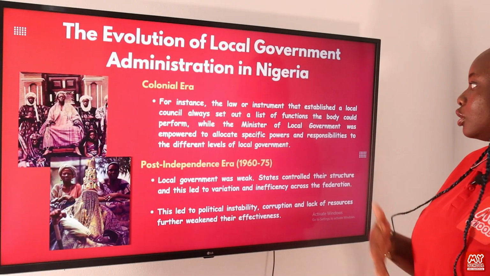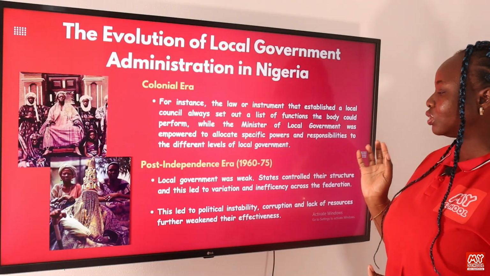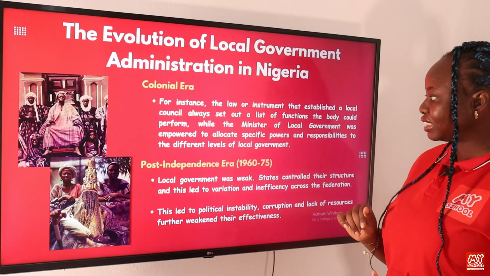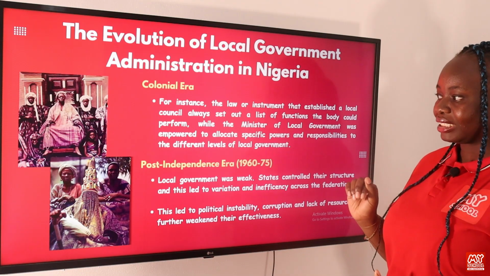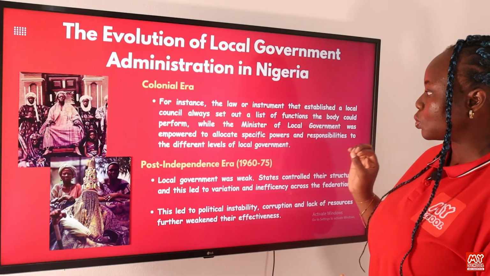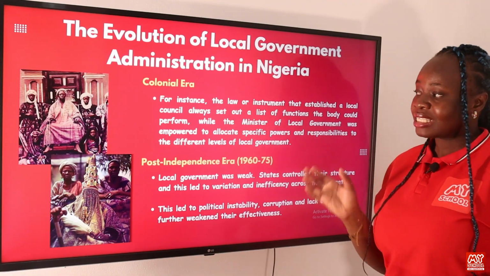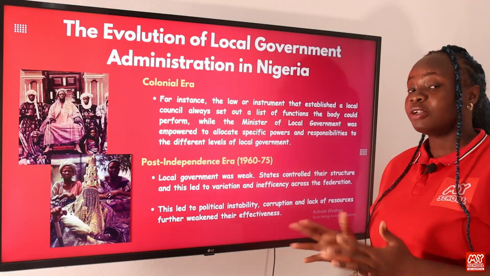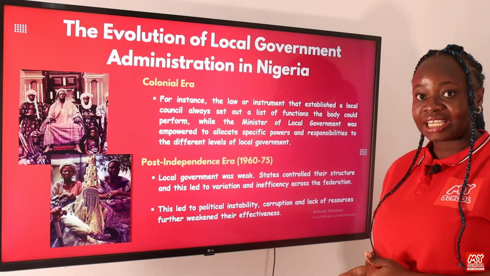All right, for instance, the law or instrument that established the local council always set out a list of functions the body could perform, while the Minister of Local Government was empowered to allocate specific powers and responsibilities to the different levels of local governments. So this means that laws were put in place so that the colonial authorities could inform the local authorities on the list of functions that they have to perform within their region.